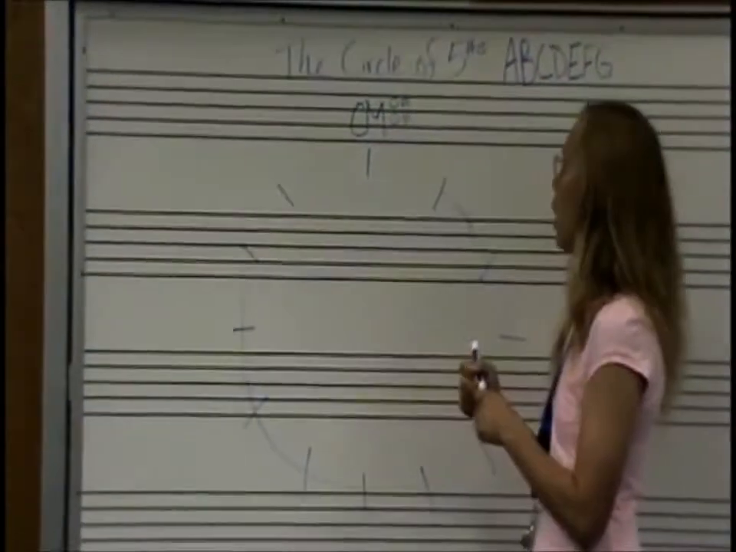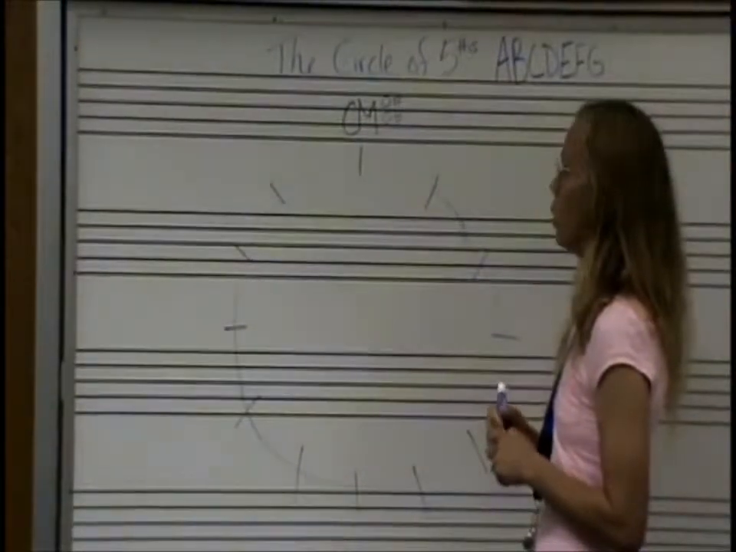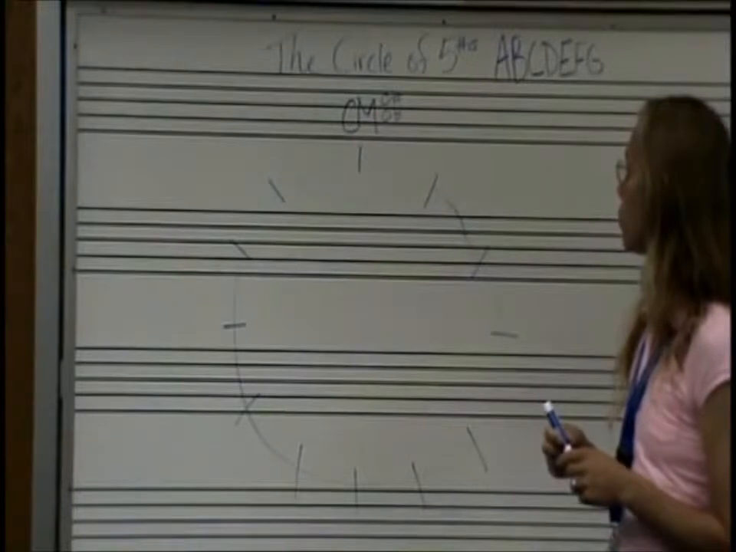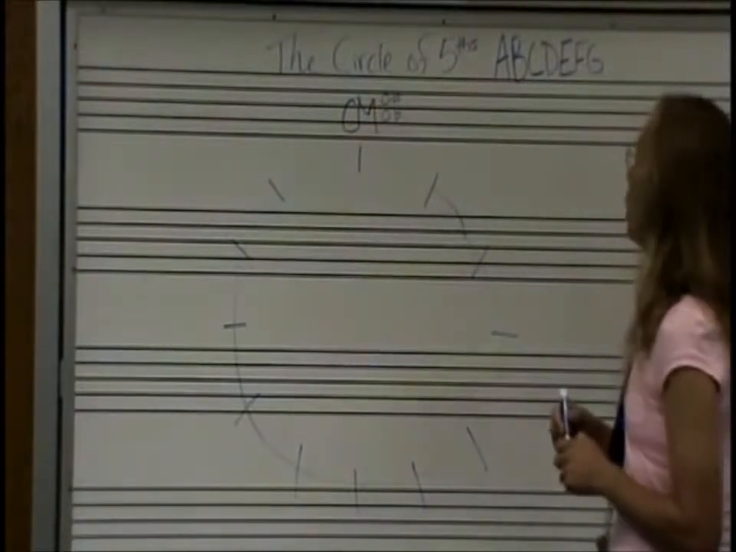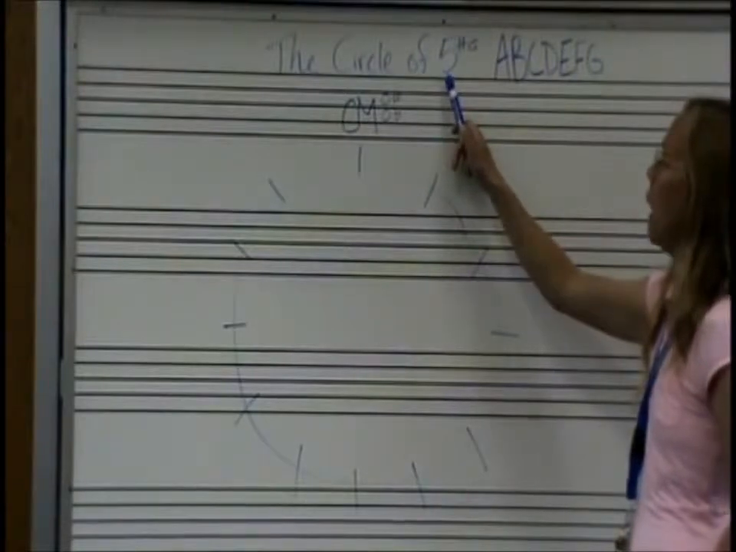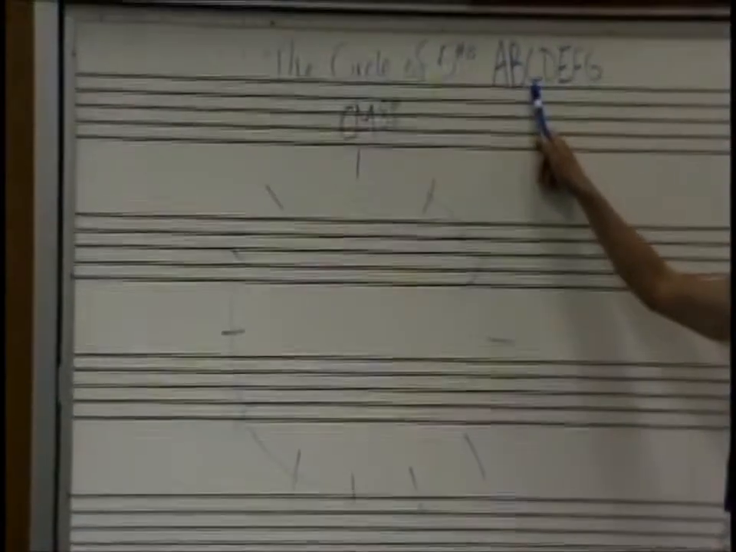Remember, the flat sign kind of looks like a lowercase b. And the sharp sign kind of looks like a number sign, or a pound sign. Next, because we're talking about the circle of fifths, we're going to count by 5s, but we're going to start on the first letter. So letter C is 1.